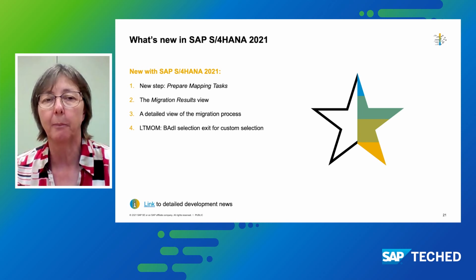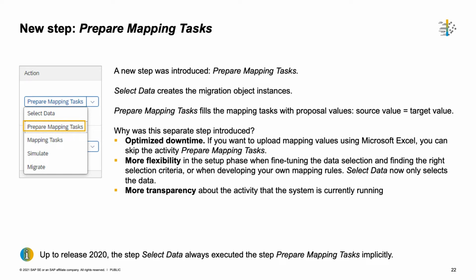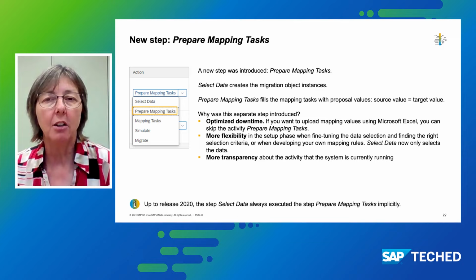Yeah, the first huge topic is the new step prepare mapping tasks. Up to release 2020, when you pressed the button select, a second step was automatically executed. So this was only implicit, and the prepare mapping tasks was, so to say, executed automatically. And now with 2021, we have separated these two steps. So if you now press select data, really only the data is selected from the source. And we have now an additional task which says prepare mapping tasks.